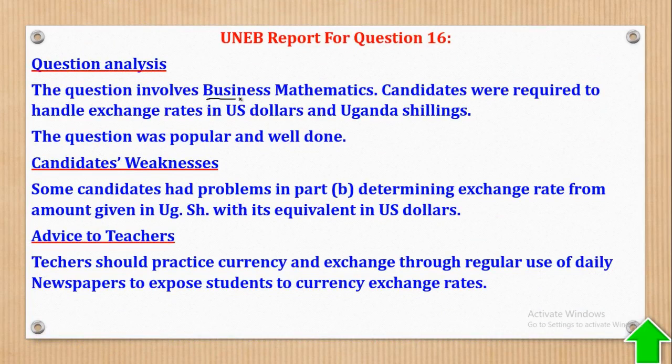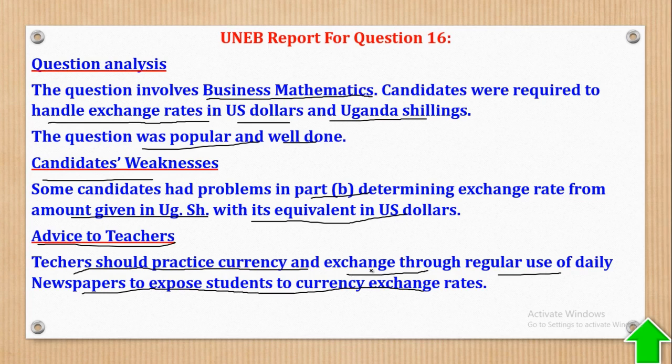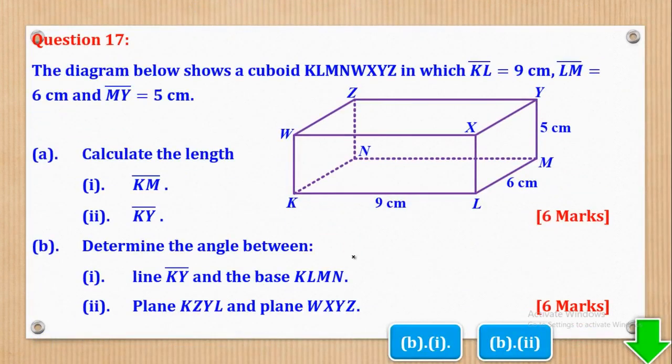So the question involved business mathematics. Candidates were required to handle exchange rates in US dollars and Uganda shillings. The question was popular and well done. So the weakness of candidates is that some candidates had problems in part B, determining the exchange rate from the amount given in Uganda shillings with its equivalent US dollar. Advice suggests that teachers should practice currency and exchange through regular use of daily newspapers to expose students to currency exchange rates. So that was question 16.